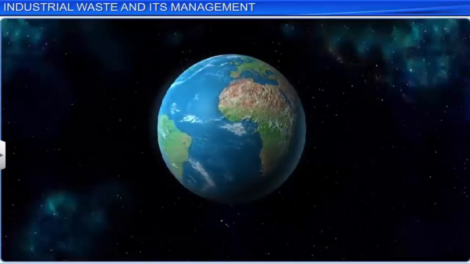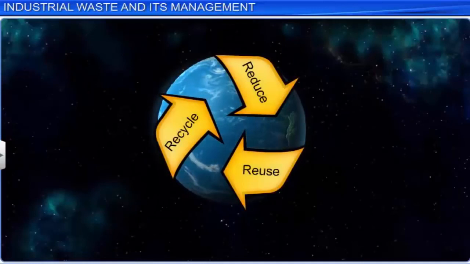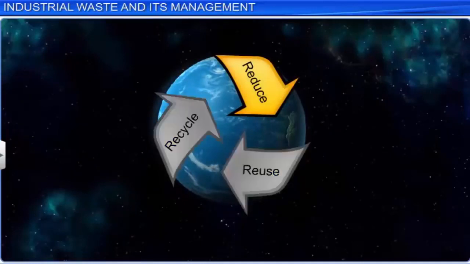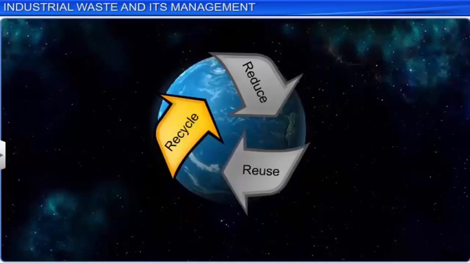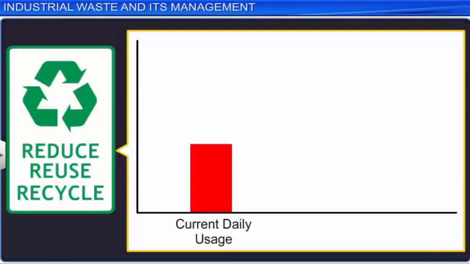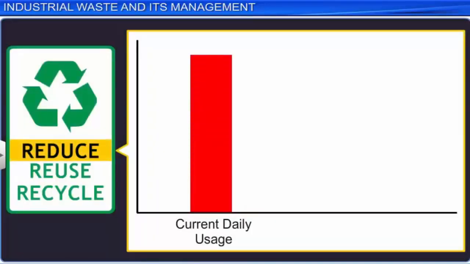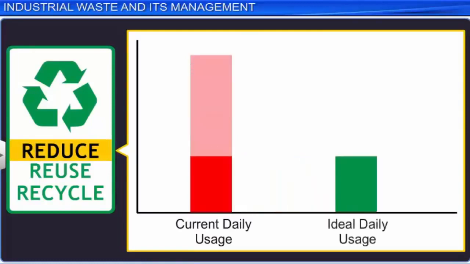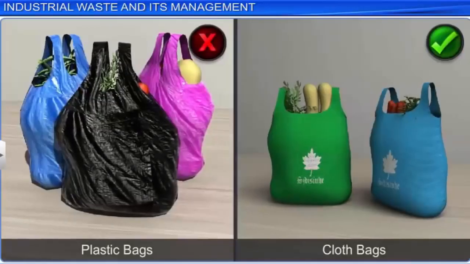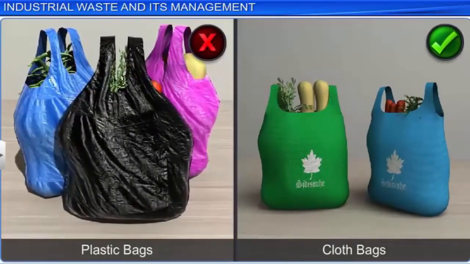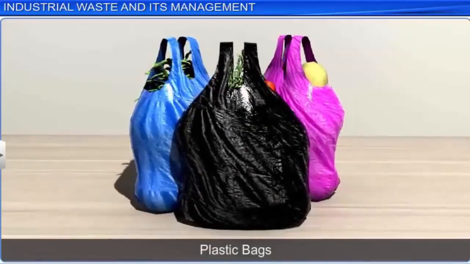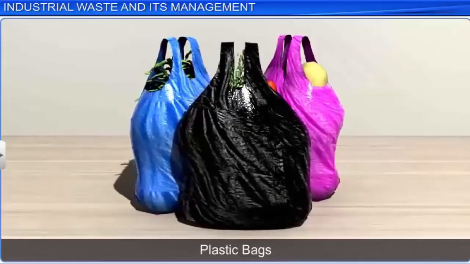A simple three-way method is denoted by 3 R's, which stand for reduce, reuse, and recycle. The first R, reduce, implies a reduction in the amount of waste that is produced by the usage of materials. For example, instead of carrying plastic bags, we should carry our own cloth or jute bags when we go out for shopping. Instead of throwing away plastic bags after one use, we can use them again. This is reuse.